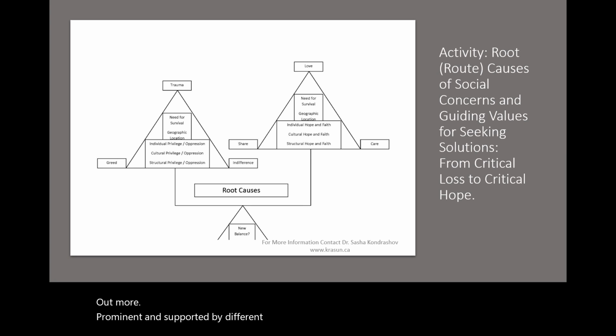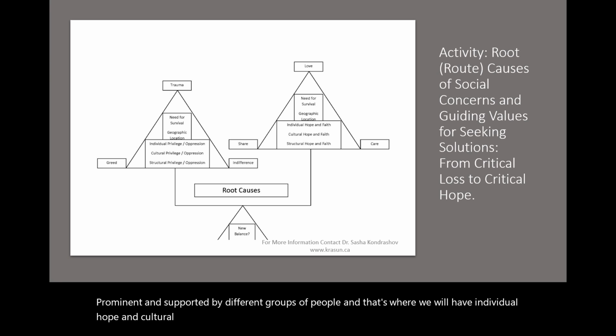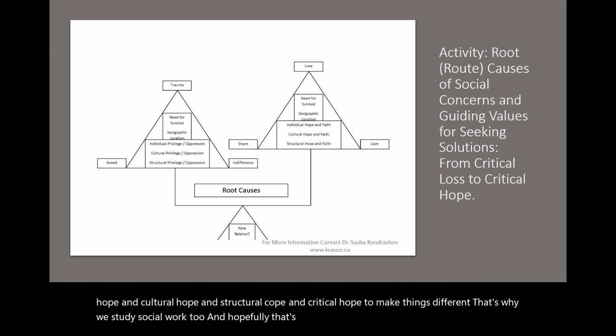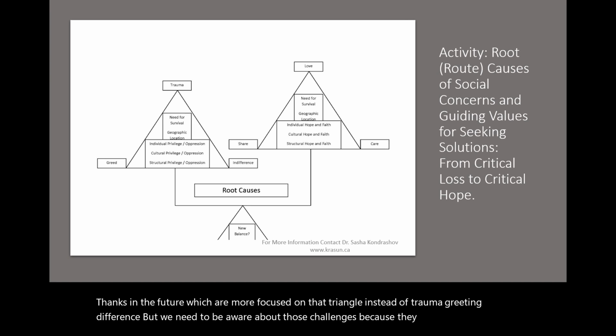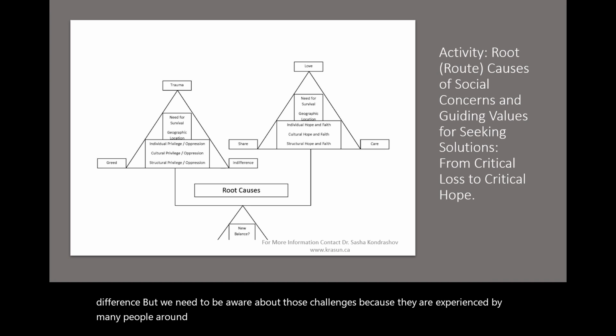And that's where we will have individual hope and cultural hope and structural hope and critical hope to make things different. That's why we study social work too. And hopefully that's where we will see things in the future which are more focused on that triangle instead of trauma, greed, indifference. But we need to be aware of those challenges because they are experienced by many people around the world and in Canada.